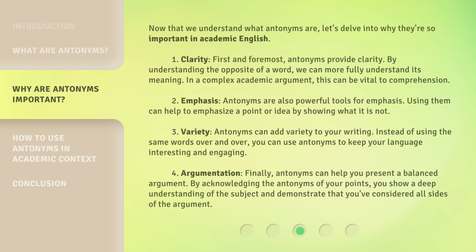4. Argumentation. Finally, antonyms can help you present a balanced argument. By acknowledging the antonyms of your points, you show a deep understanding of the subject and demonstrate that you've considered all sides of the argument.